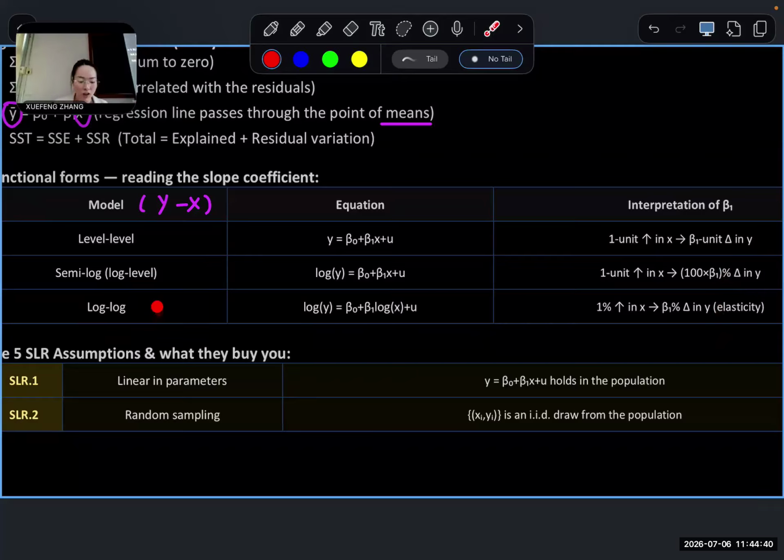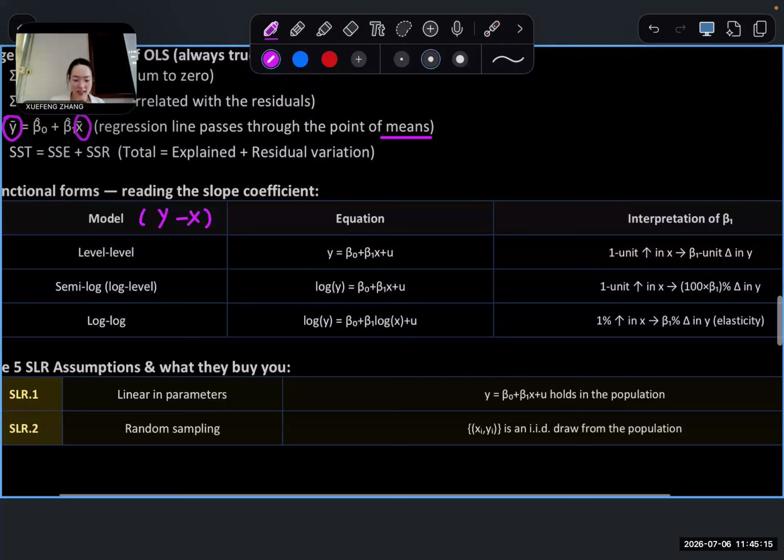The next one, log-log. Here we take log, and remember it's the natural logarithm, for both Y and X. And then we have the form here. The interpretation changes as well. Here it means a 1% increase in X will cause a beta 1 percent change in Y. And from microeconomics, we call this elasticity, right? Remember the price elasticity? And I explained to you why we economists normally love log models.